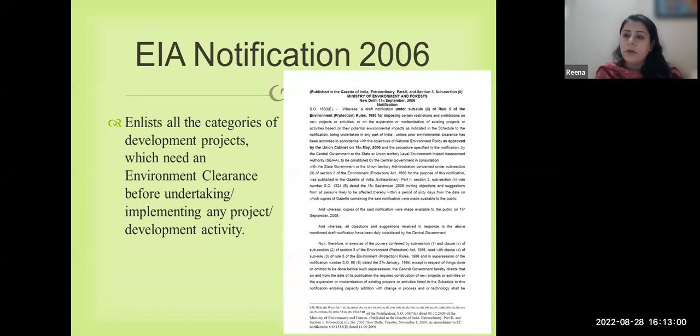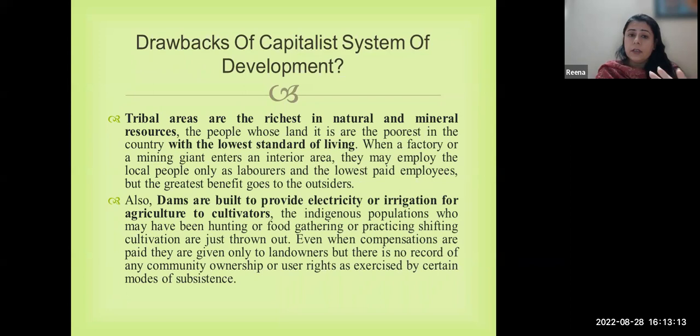So there are different categories of subject areas which are practically utilized under the EIA notification 2006 for assessment of these development projects. Okay. So, considering the drawbacks of the capitalist system, when the colonial system came up, the tribal areas, which were the richest in natural and mineral resources, became the poorest. Why? Because the resources which were developed and extracted from their area, they were not the immediate beneficiaries of those resources and those developmental activities.